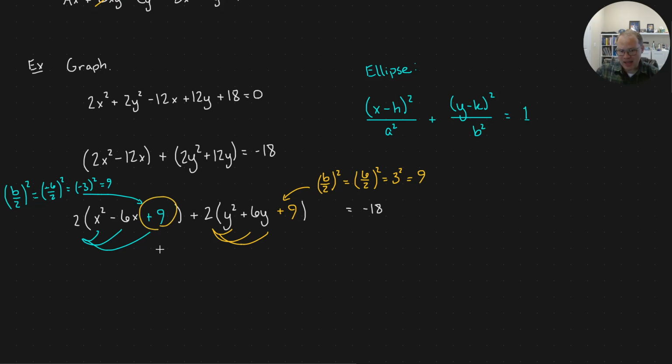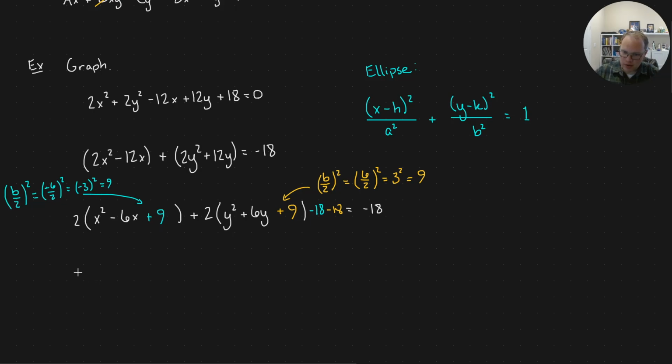So I'm adding an 18 in here. I'm adding an 18 in here. So I need to subtract 18 for each of these. So I'm going to subtract an 18 here on this side of the equation to balance the 18 that I added here. And I'm going to subtract an 18 to balance the 18 that I added in right here. Right? That keeps the equation balanced, but it also lets me complete the square.